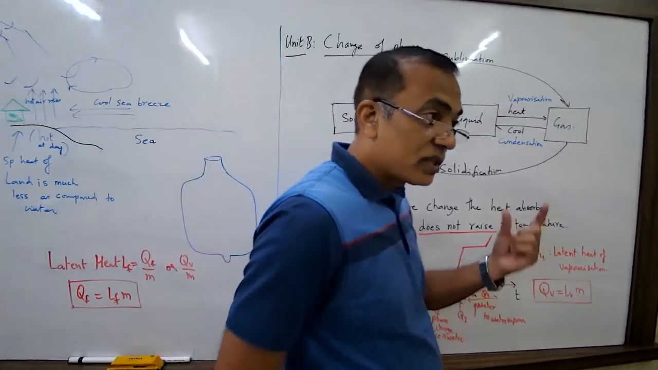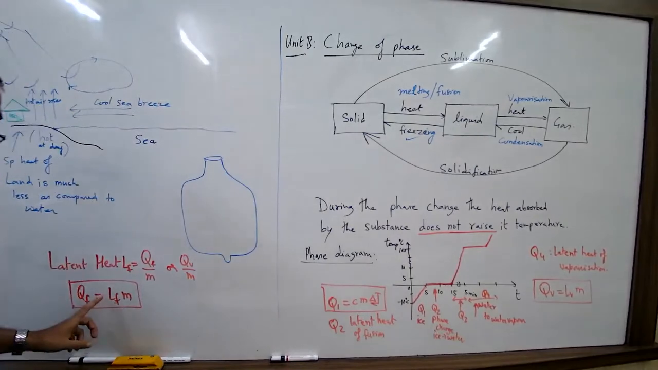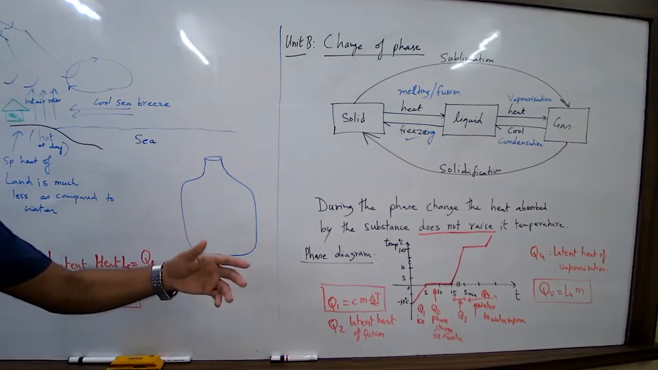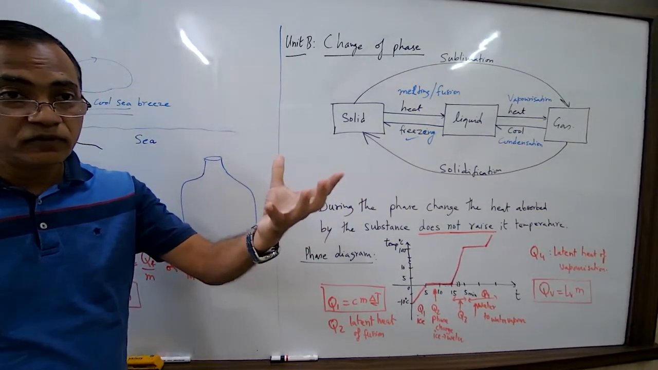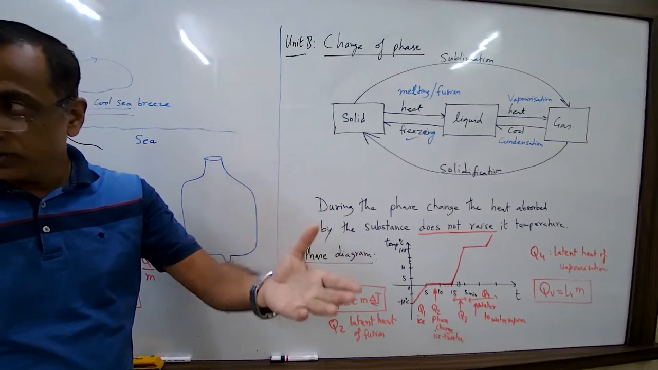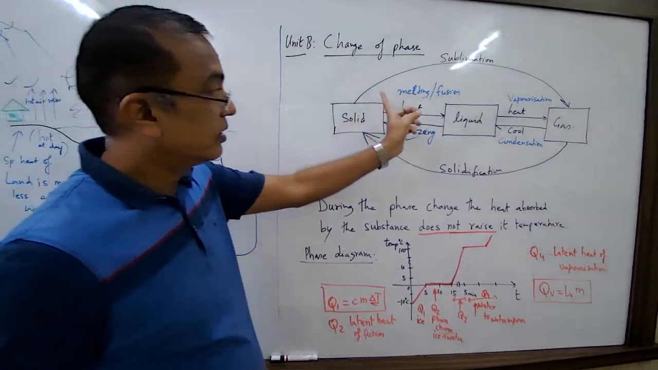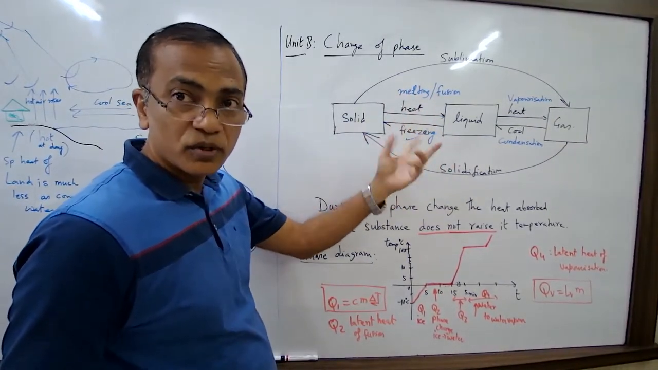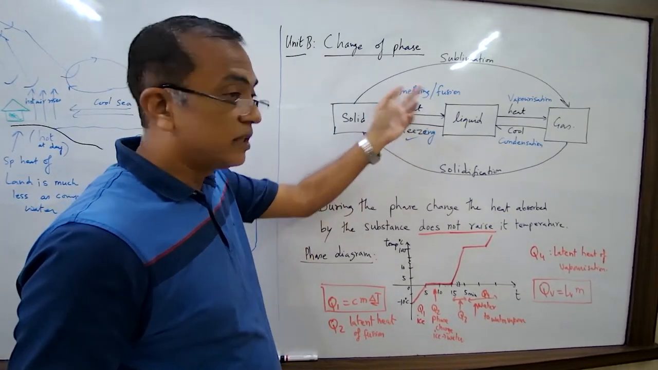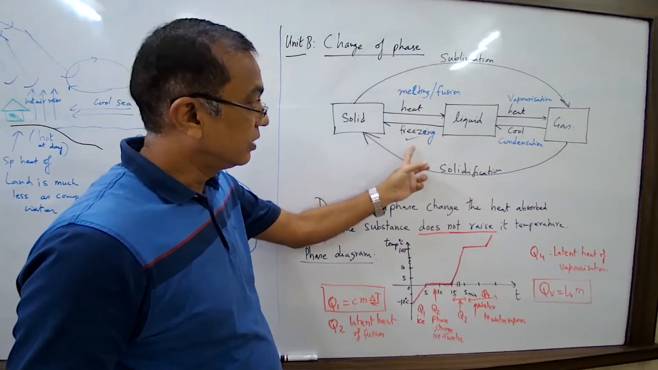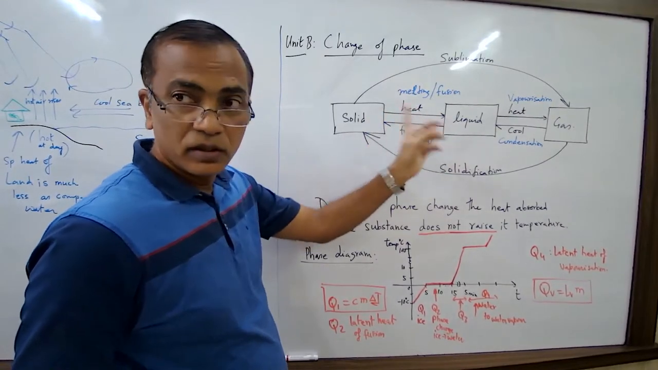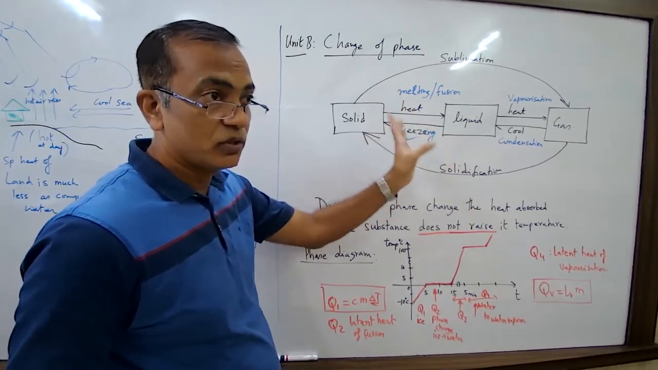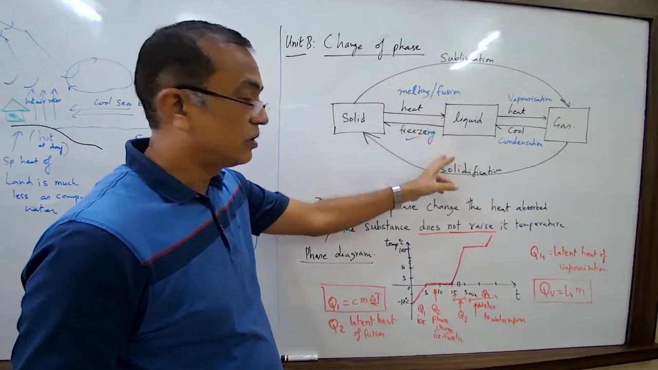So L is like your C, it is constant for substances. During phase change, you will be provided with latent heat of freezing and fusion. It is the same: whatever is the latent heat of fusion, the same will be the latent heat of freezing. You just have to see what process is going on, because whatever heat is released here, the same will be absorbed there. So the heat involved is the same. You just have to see the direction, whether it is melting, fusion, or freezing.